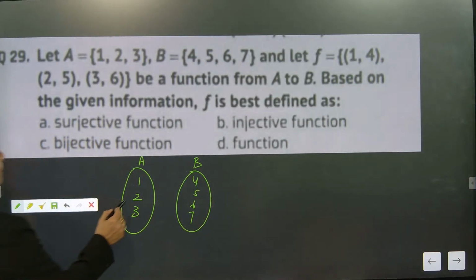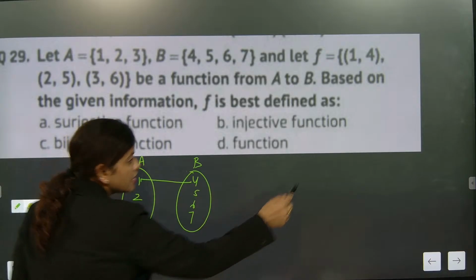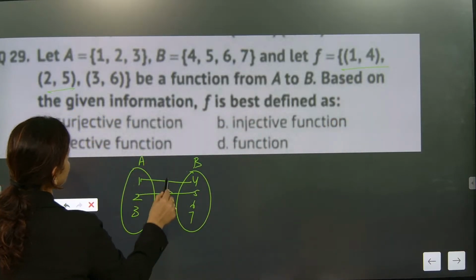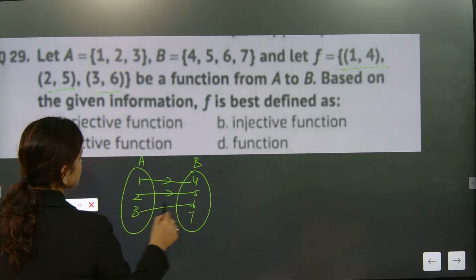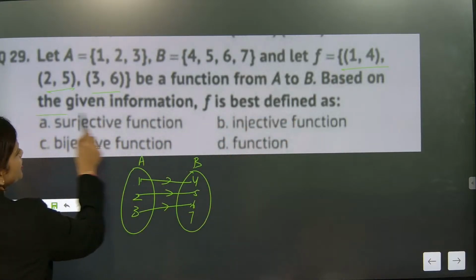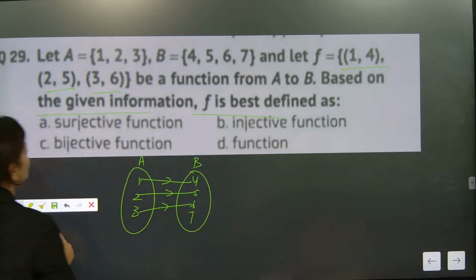Understood? Now the mapping is 1 to 4. You see, f of this part is written as 1 to 4, 2 to 5, 3 to 6. Let f be a function from A to B based on the given information. F is best known as which type of function?